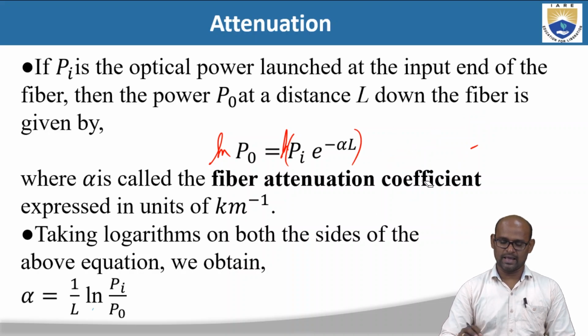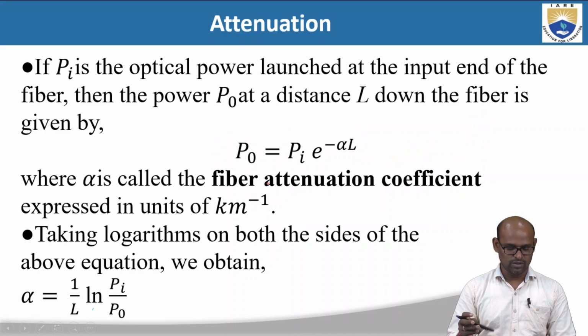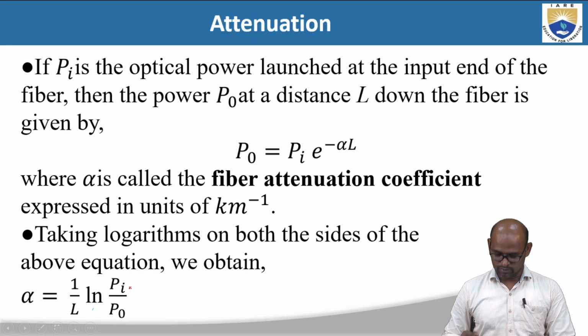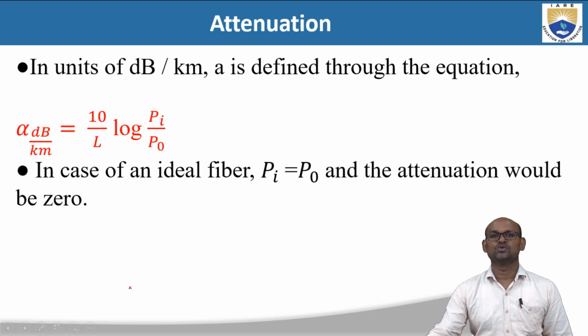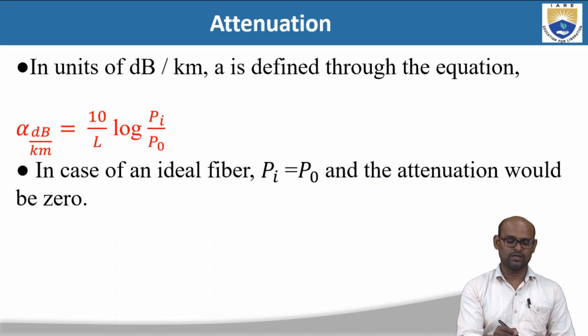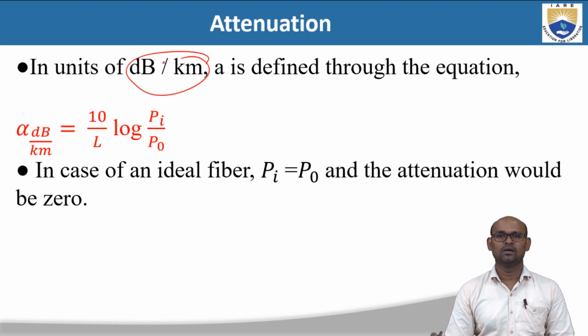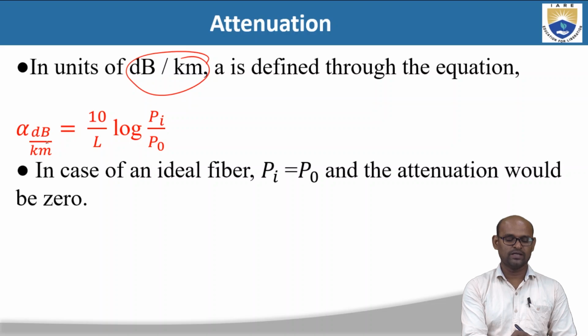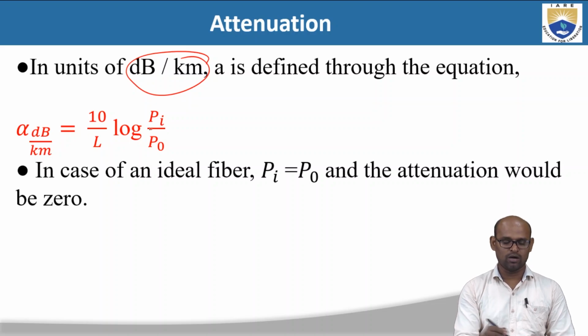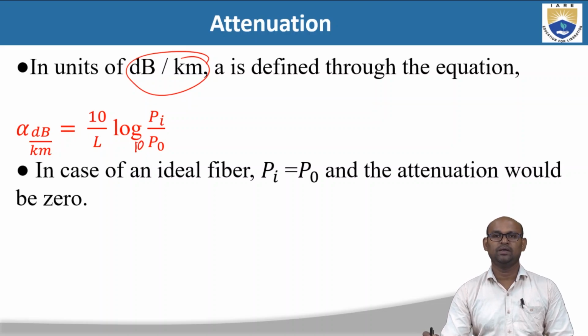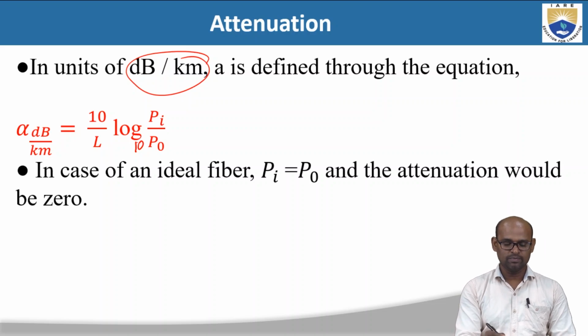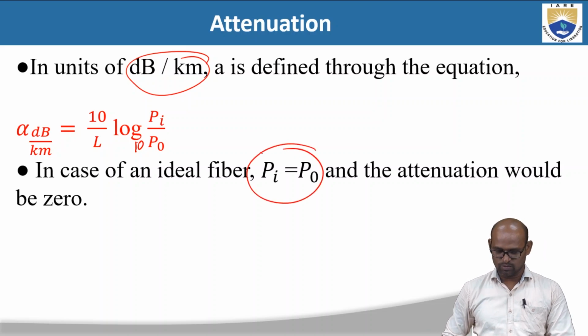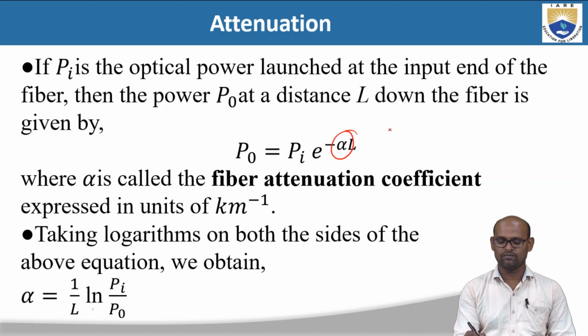So you can calculate alpha, which is the attenuation coefficient, which you will find out as 1 by L into ln Pi by PO. So we can write down this attenuation coefficient in units of decibels per kilometer, which will come out as alpha in decibels per kilometer is 10 by L log to the base 10 Pi by PO. For an ideal fiber, we will find Pi is equal to PO, because for ideal fiber, alpha is equal to 0, exponential of 0 is 1, so Pi will be equal to PO.